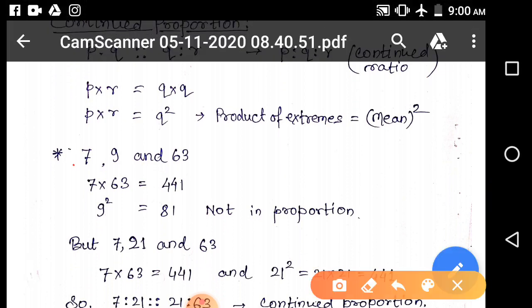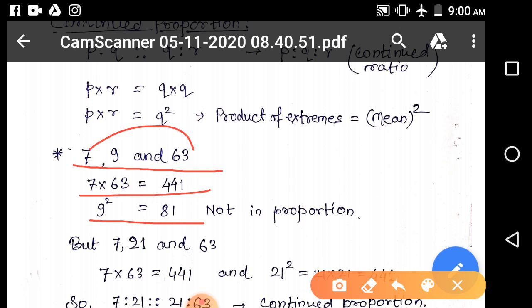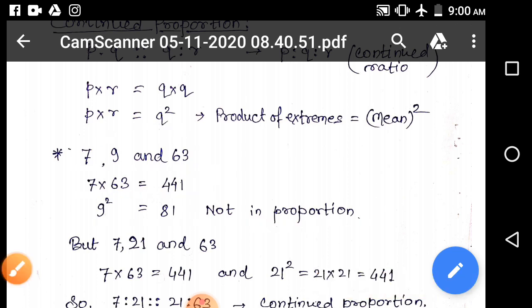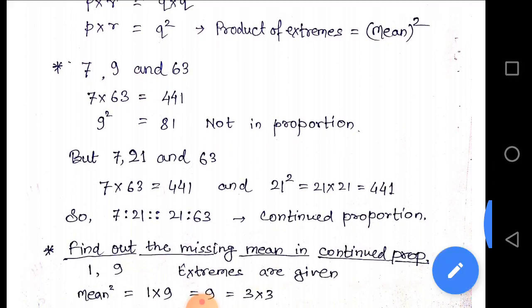So in this way we can solve some of the questions, like if we have the three terms of a continued proportion as 3, 9 and 63. The product of those two extremes is 189, and the square of the mean, that is 9 into 9, since 9 is the common mean in the continued proportion, is 81. As you can see here, 189 is not equal to 81, so that means those are not in proportion.